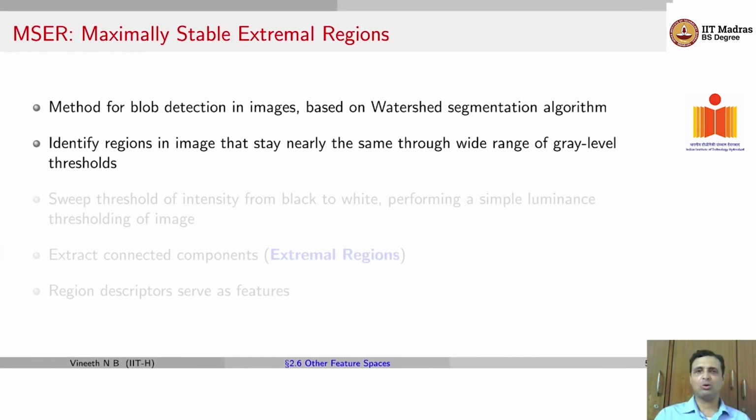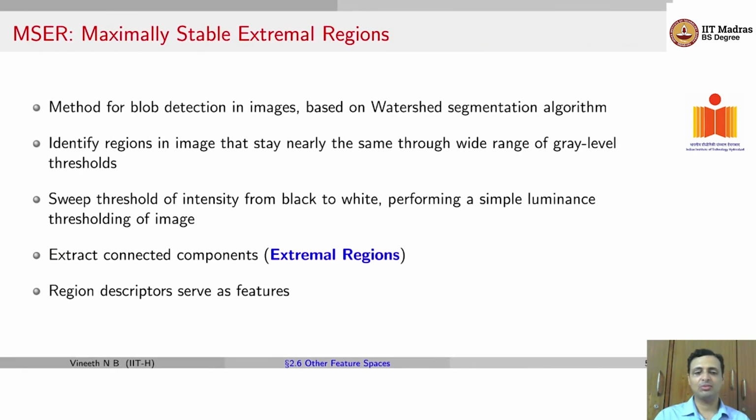Another feature space or important method that was proposed is known as the MSER, or the maximally stable extremal regions. This was a method for blob detection based on watershed segmentation. So we just saw image segmentation in the previous lecture. Using one of those methods, which is simple watershed segmentation, that method is used to come up with MSER, or maximally stable extremal regions. And how does this work? You identify regions in an image that stay nearly the same as you keep varying a threshold.